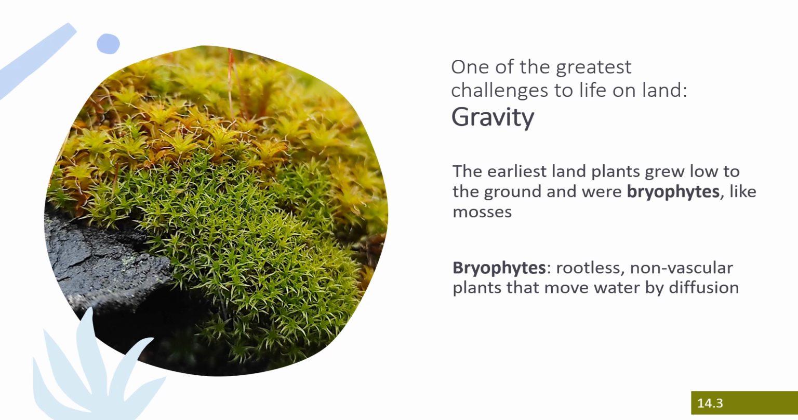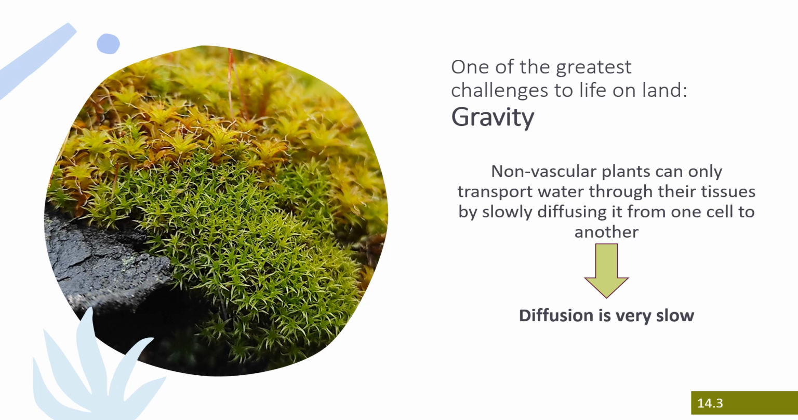The earliest land plants were bryophytes, like the mosses. Bryophytes are rootless, non-vascular plants that rely on diffusion to get water and nutrients to their tissues. We'll talk more about vascular plants in a bit. The vascular system is like a circulatory system for delivering water and nutrients. But bryophytes don't have a vascular system. Instead, they have to rely on diffusion of water and nutrients into their tissues.